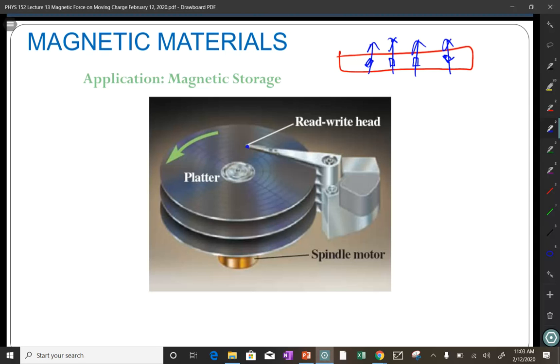If they're aligned this way, that's a 1. If they're aligned this way, that's a 0. And then assuming that you don't bring a magnet close to the hard drive of your computer, they just stay that way. And then the read-write head will come over to read, and it will just sense, is this a north or a south magnetic field as it goes across, and that's how it reads it back. So it's a really ingenious way of storing memory.